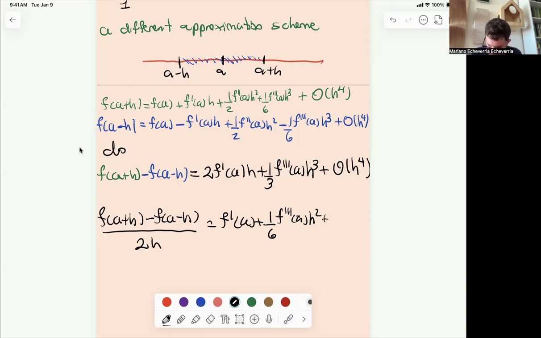And then again, dividing by 2, there's no point in putting big O divided by 2. That is not useful. But it is useful to say that you drop the dependency by 1 power of h. That is important to keep track of. So this actually becomes big O of h cubed. Okay?